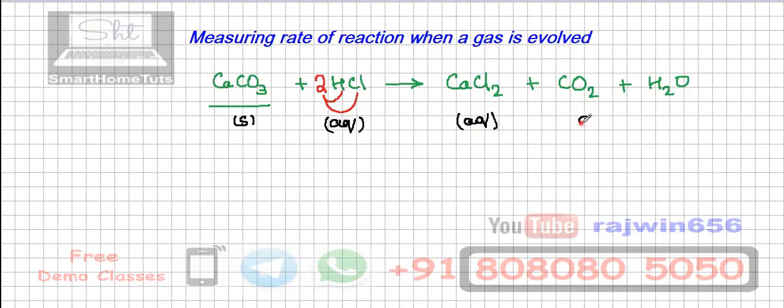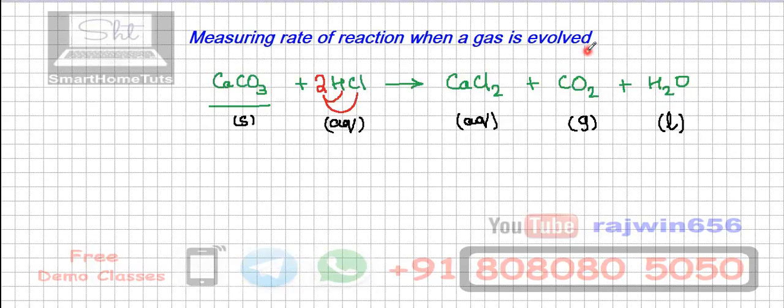Carbon dioxide obviously is a gas, so it is written G. And obviously this water is in the liquid state. So this is the complete balanced equation along with the state symbols. This is the first reaction that we have considered in which there is formation of gas. Okay, a gas is evolved.